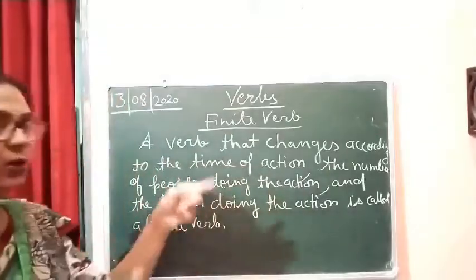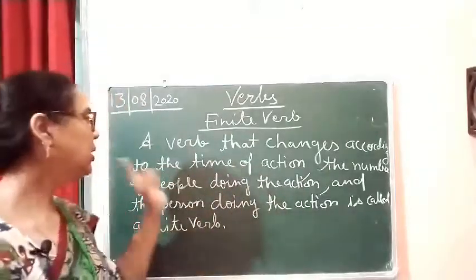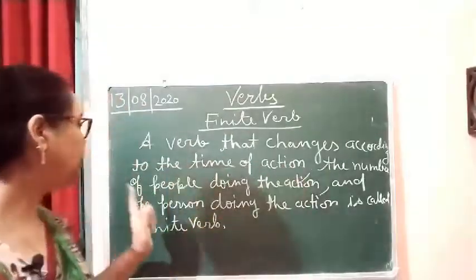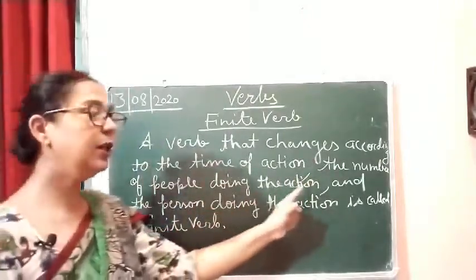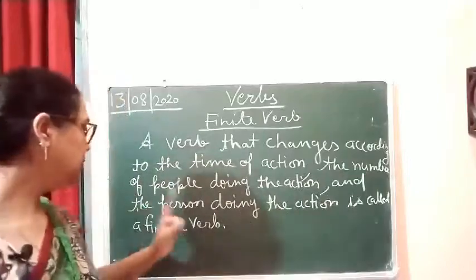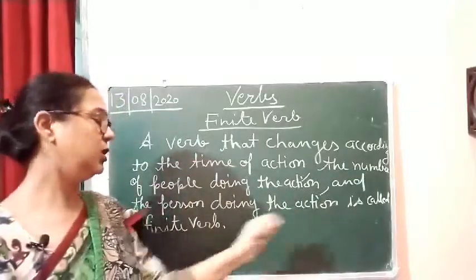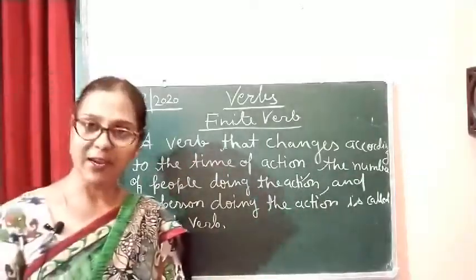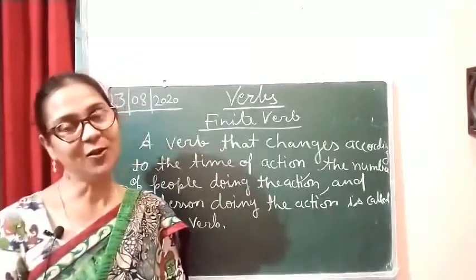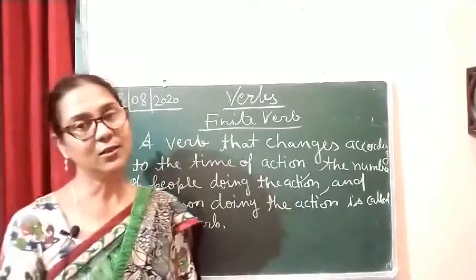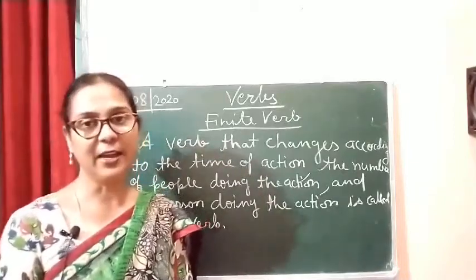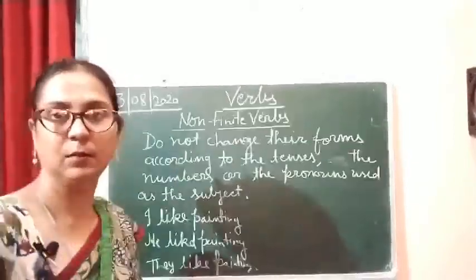So again I am going to read this definition. A verb that changes according to the time of action, the number of people doing the action, and the person doing the action is called a finite verb. Now we are moving to learn what non-finite verbs are.